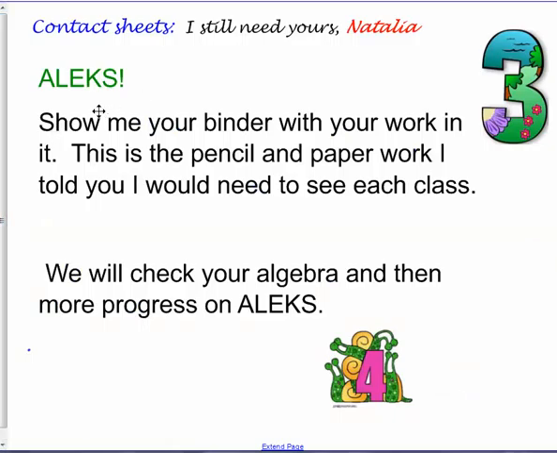All right, and then just a reminder that you have to show me your binder every class time. You must show me your paper and pencil work. That's 3 points for a grade. That is your evidence that you did the paper and pencil math that goes with ALEKS. And even though it's 4 hours a week and 20 topics a week, you must not wait till the end of the week to do it. Every time I see you in class, you have to have put in some progress.